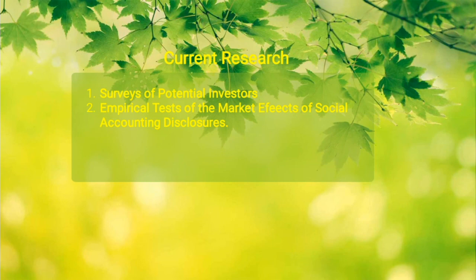And then if it can be shown that investors will use this data as part of their information set in making investment decisions, this would be a strong justification for generating and disseminating social accounting information. Studies concerning the usefulness of social information to investors can be divided into two main areas. The first area is surveys of potential investors, and the second is empirical tests of the market effects of social accounting disclosures. Some investors seem interested in certain aspects of social accounting information, but others are not.